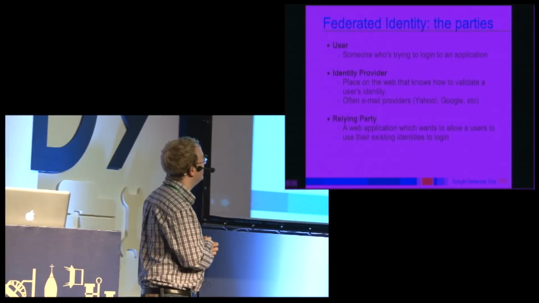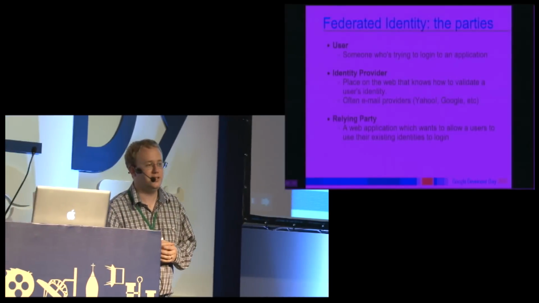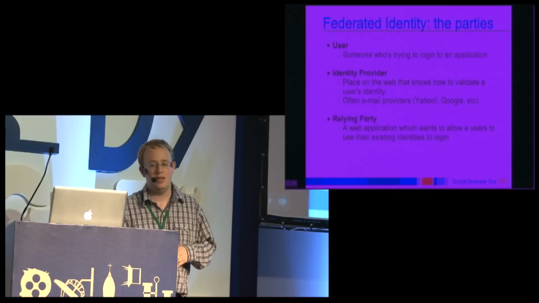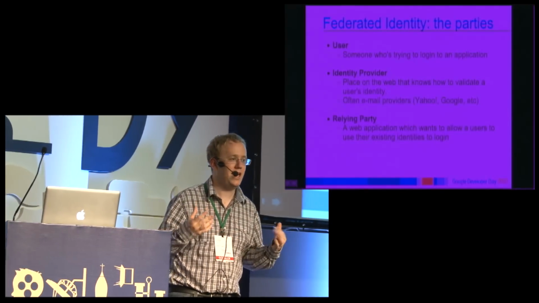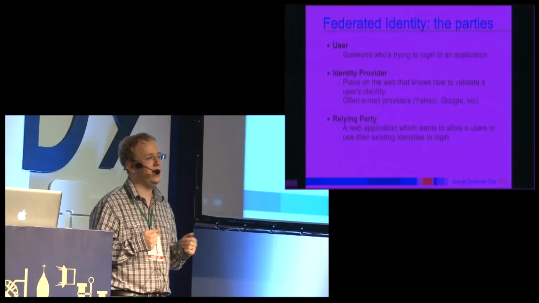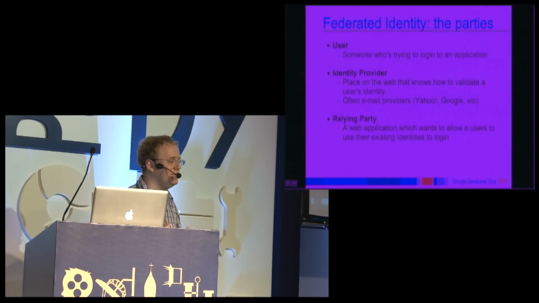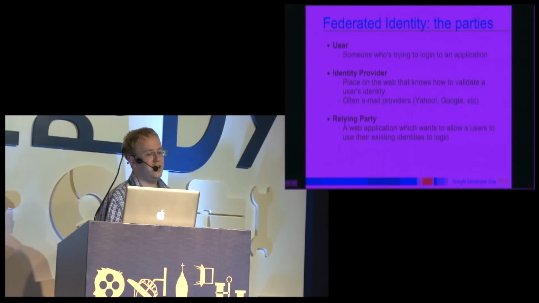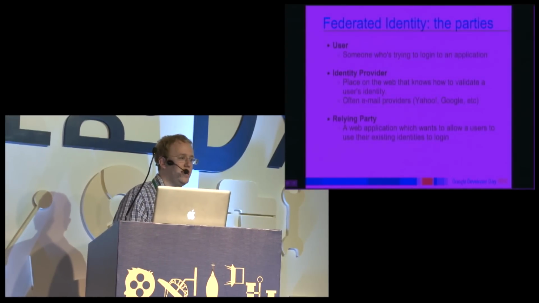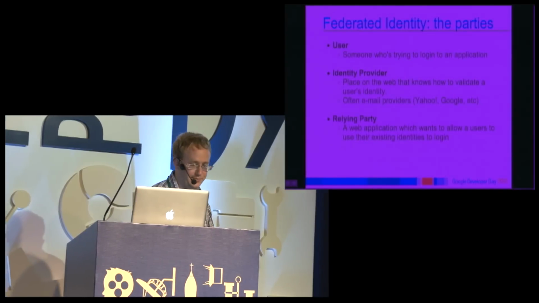The first party we'll talk about is the user. That's like me. It's someone who's trying to log into a web application. The identity provider is the place on the web where I have my account, the place on the web that I want to validate that I am me. This is oftentimes email providers. You can create your own, but oftentimes it's email providers for most users, as you just saw in this application where I logged in with my Google account or my Gmail account.